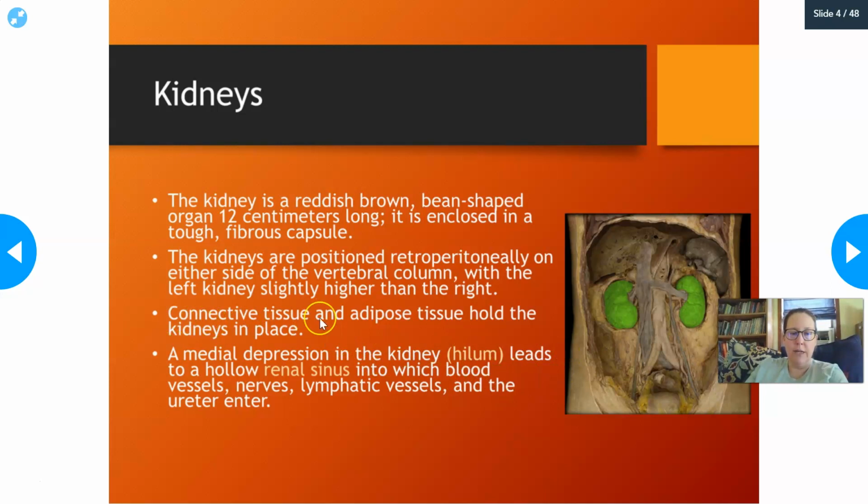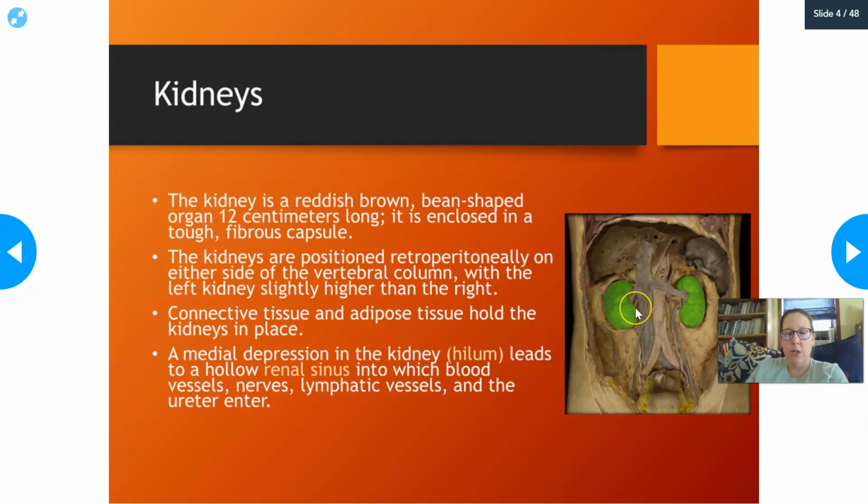Then connective tissue and adipose tissue do hold the kidneys in place. And there is a medial depression. This is on the medial surface. Medial is towards the middle, right? And it's called the hilum. Right there, that depression is the hilum.